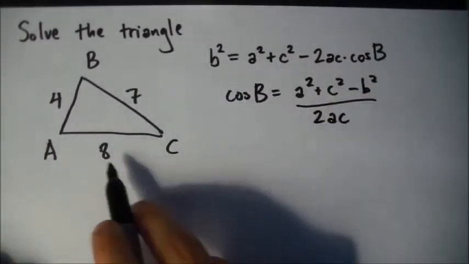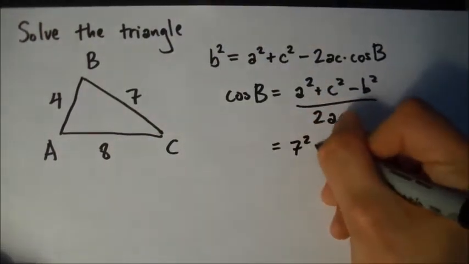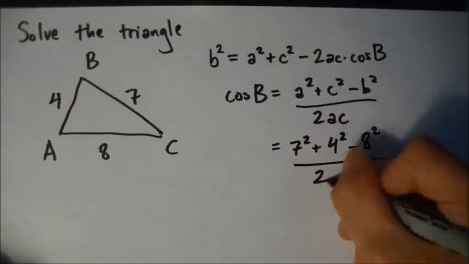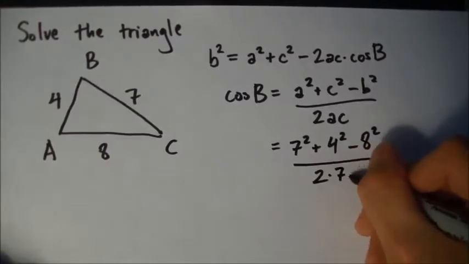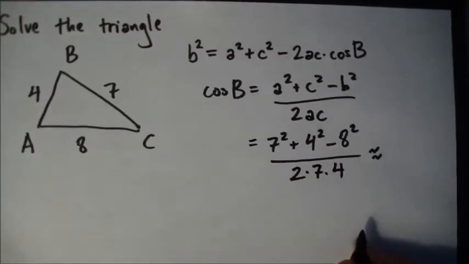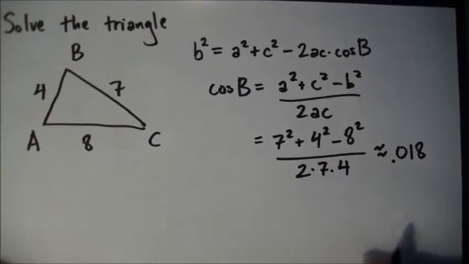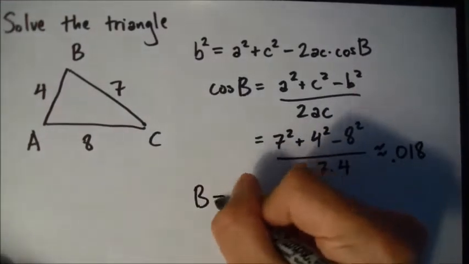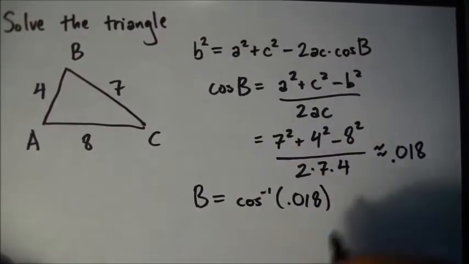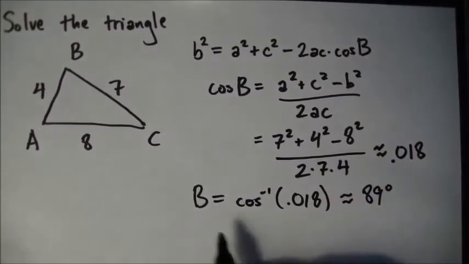And when we plug in the values we know, we know that side a is 7, side c is 4, and side b is 8. And when we compute all of that, we get that this is approximately 0.018. So from that, we can find that B is the inverse cosine of 0.018, and that comes out to be about 89 degrees. So now we found B.